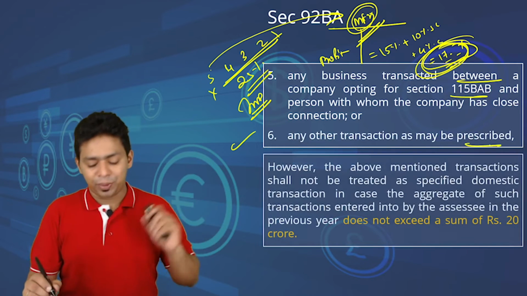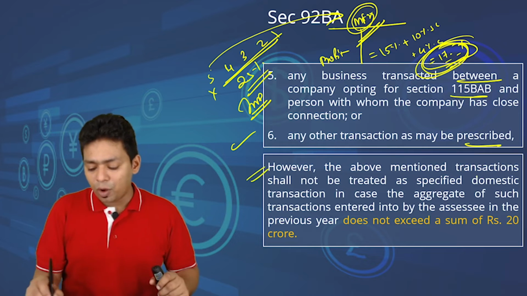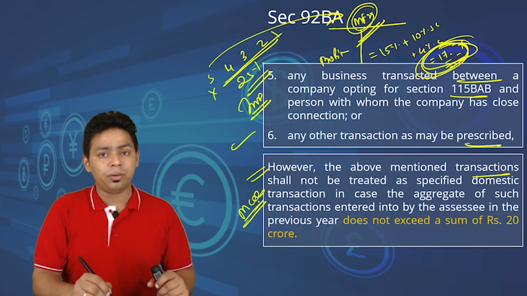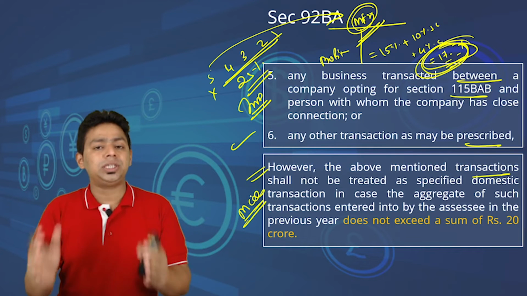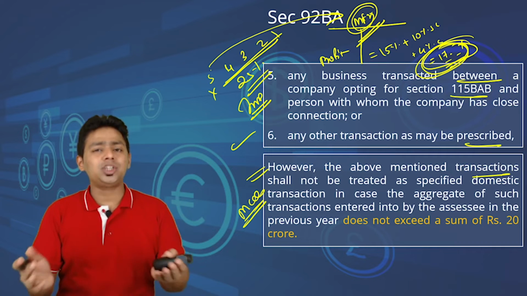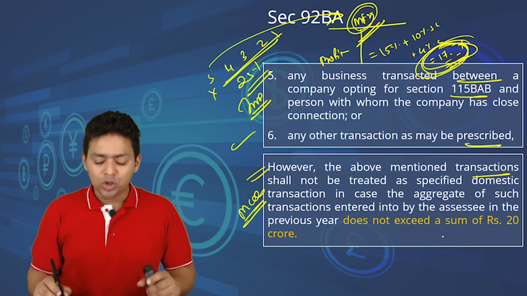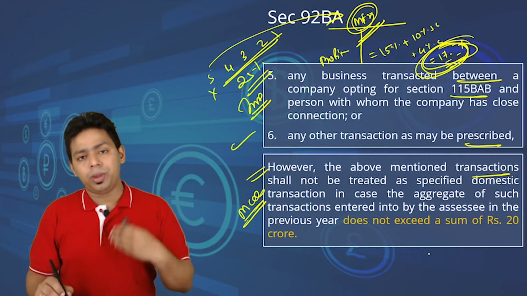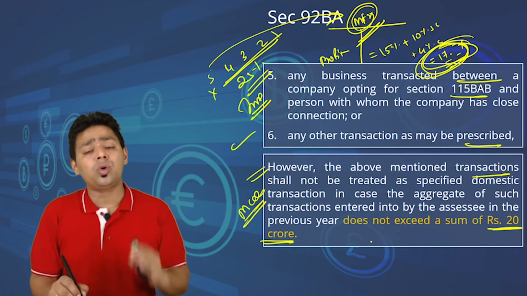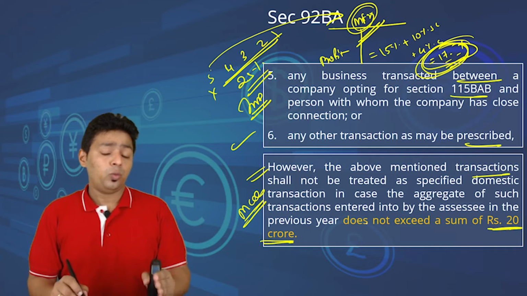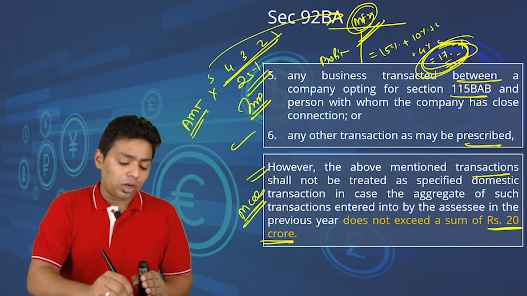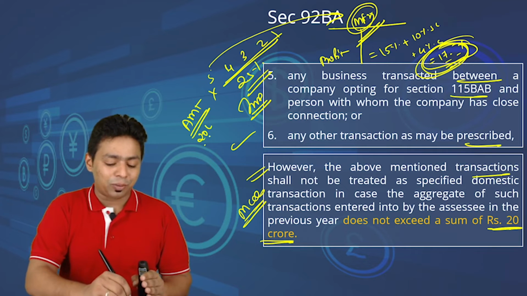Any other transaction as may be prescribed by the government. However, above mentioned transaction, this is the most important MCQ that you should remember. To activate specified domestic transaction provisions or transfer pricing provisions, there has to be some monetary limit, isn't it? So the transactions will be covered under this if the value of transaction is 20 crore or more. Very, very important.